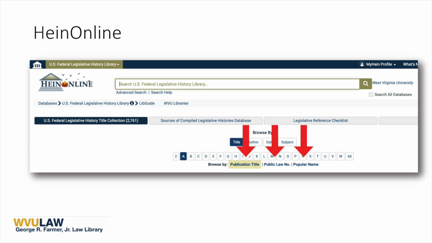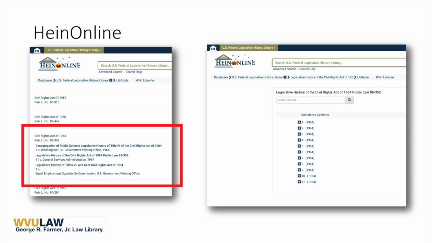So for example, by searching for the popular name of the Civil Rights Act of 1964, I find that there are separate compiled legislative histories available on Hein Online. Contents of the compiled legislative history is organized as it would be in the print edition by volume. Browse the table of contents or search from here.